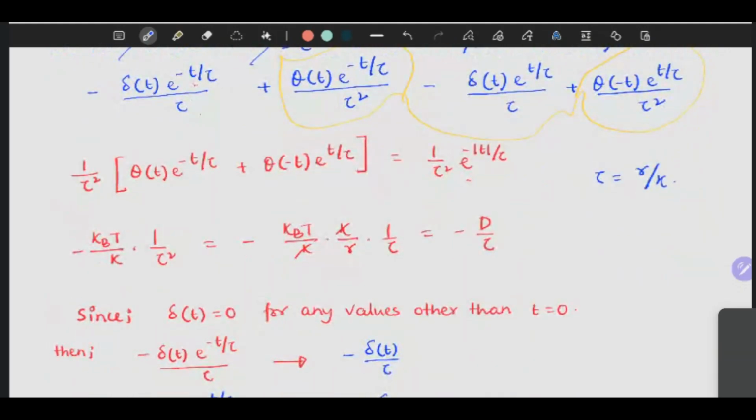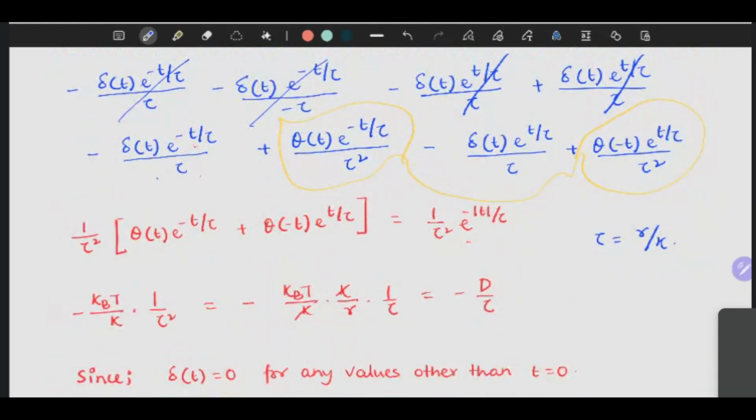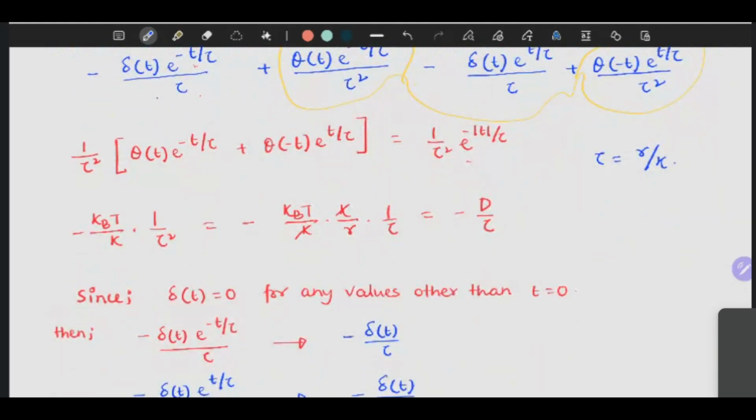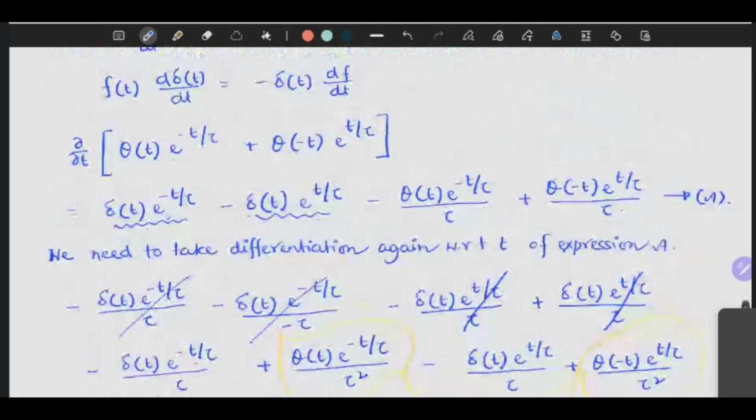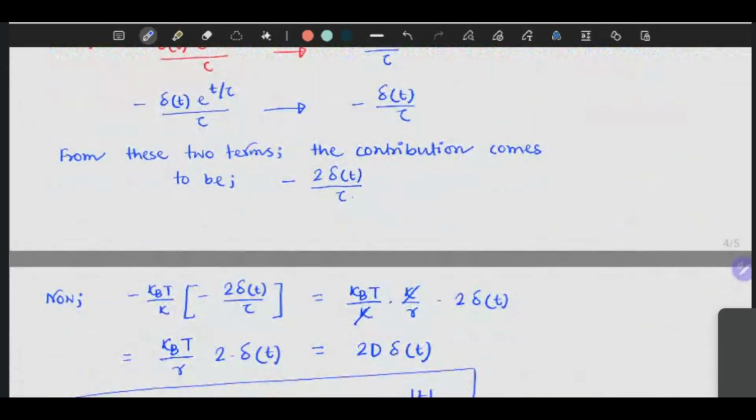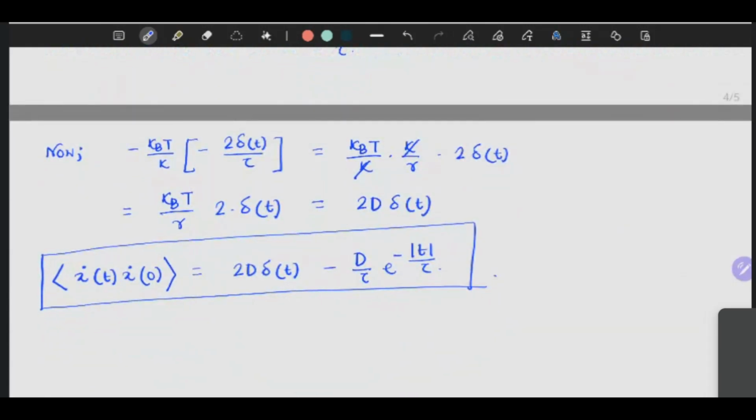Similarly, now for these two terms, we can write that delta t is equal to 0 for any value other than t equal to 0. So that's why we have to substitute t equal to 0. If you substitute t equal to 0, this becomes minus 2 delta t by tau, and minus 2 delta t by tau times kBT by k. So this is minus minus positive, so this becomes 2D delta of t. So that's why you can easily write these expressions, and we can get this whole expression that we assumed in the lecture video.